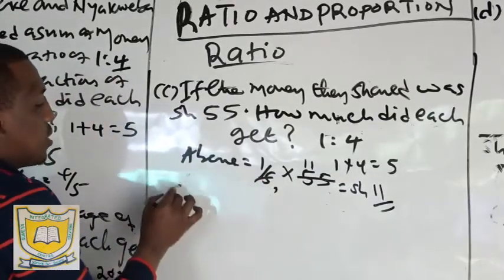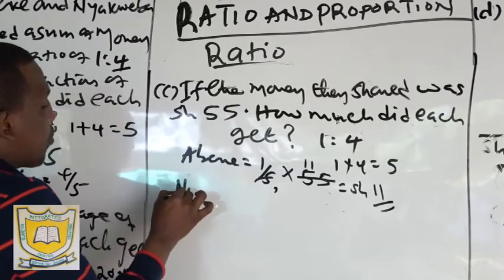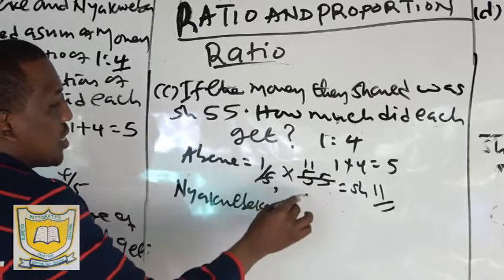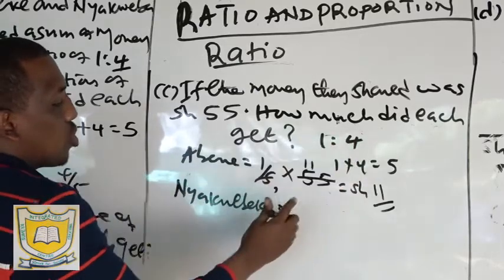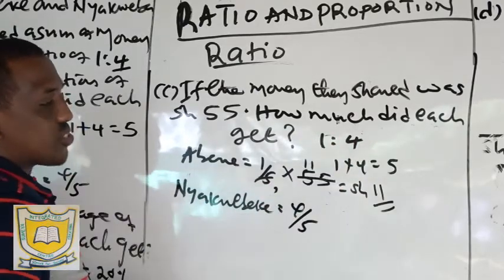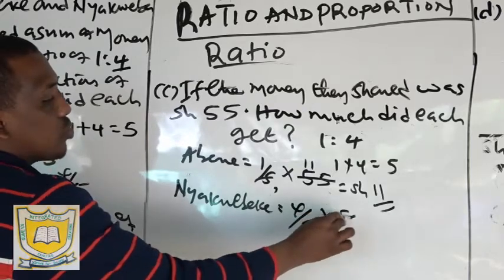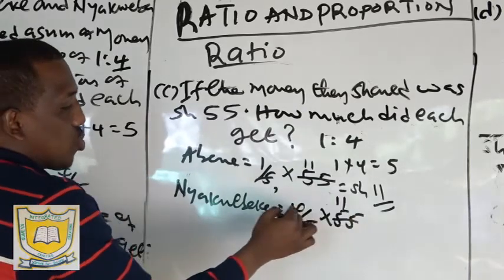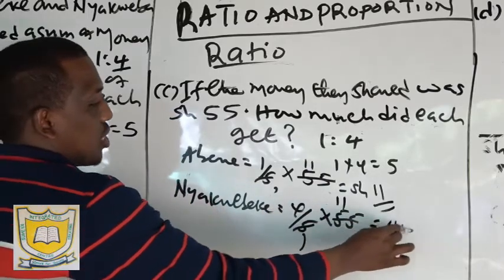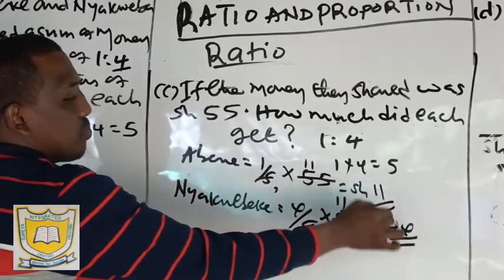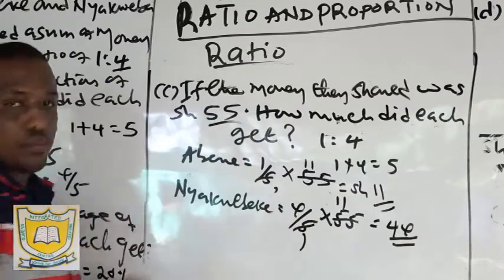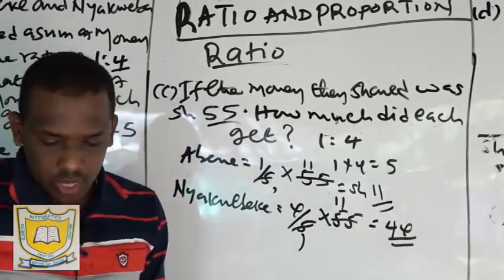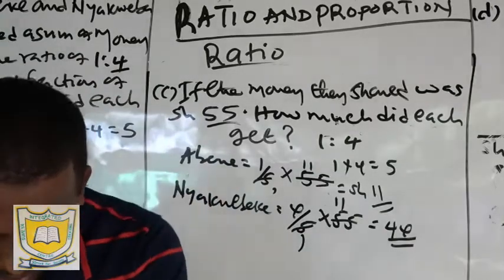Now let us get Nyapweke. Nyapweke's ratio is 4 out of the total ratio, which is 5, multiplied by the amount they were sharing. 55 by 5 is 11, so 11 times 4 is 44. So 44 plus 11, you will get 55. That's the amount they were sharing when you add. So Apere got 11 and Nyapweke got 44.